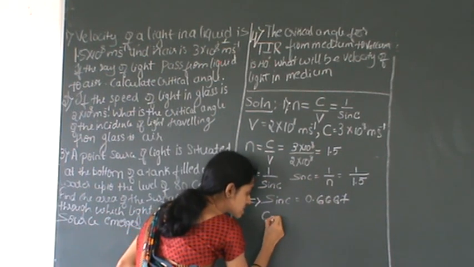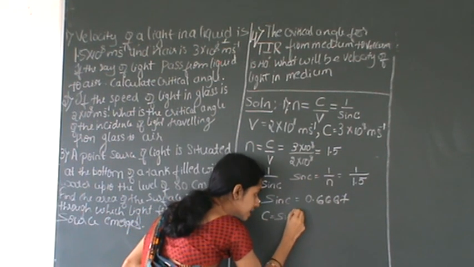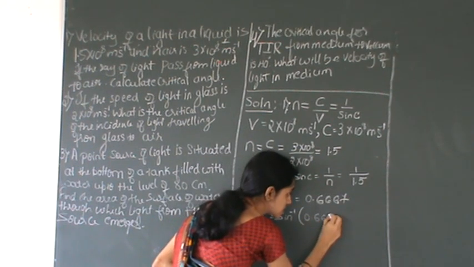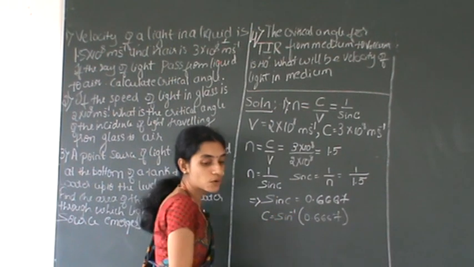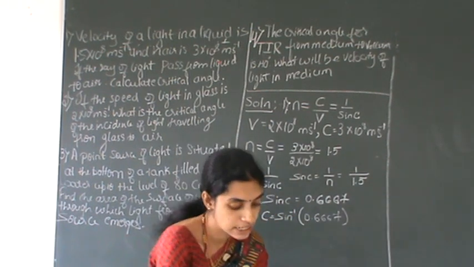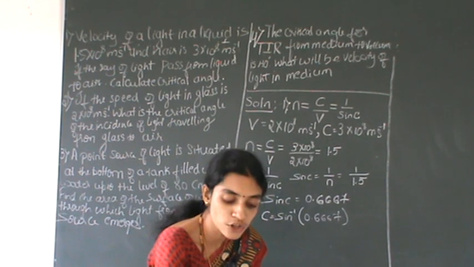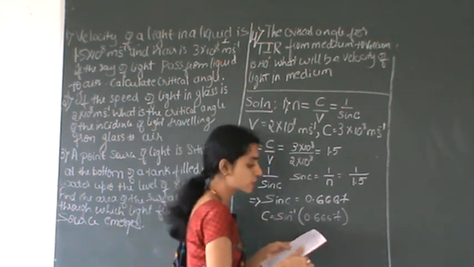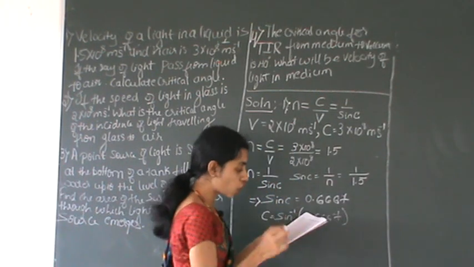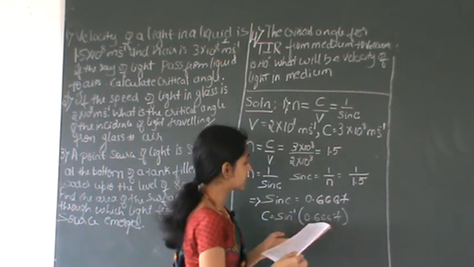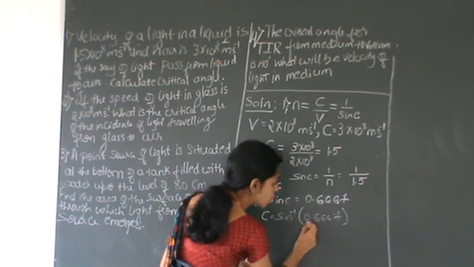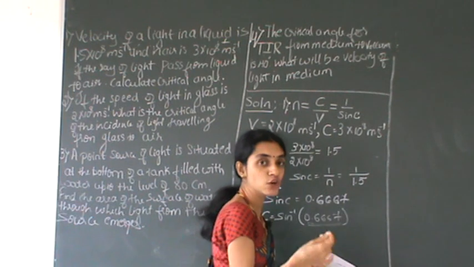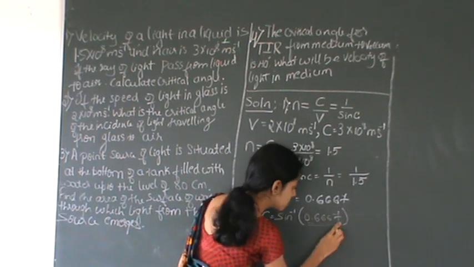Next, c is equal to sin inverse of 0.6667. You don't know the value of this, so use the log table, that is, for the natural sine. In your log table, see for how many degrees and how many minutes you get this. If you don't get the exact value, just find the nearer value.